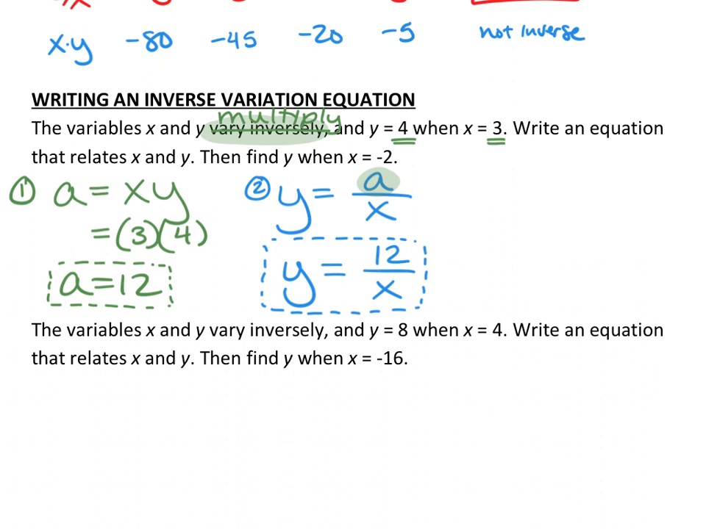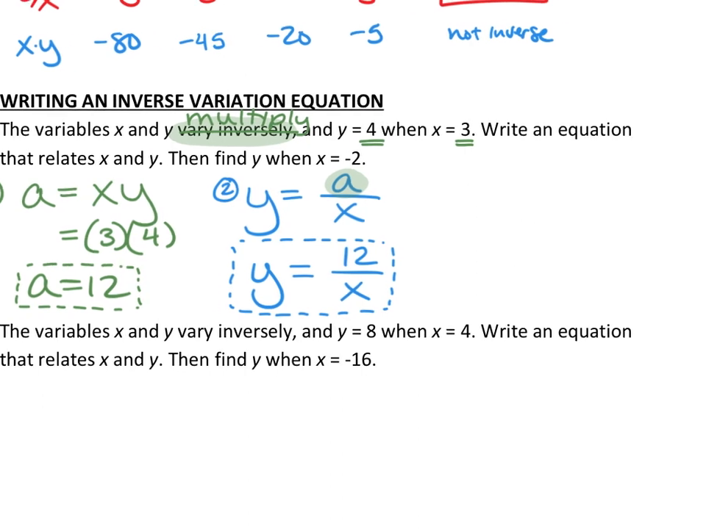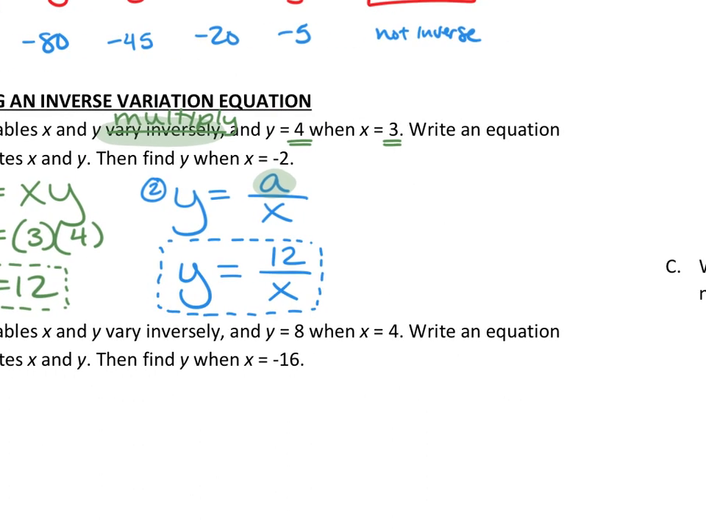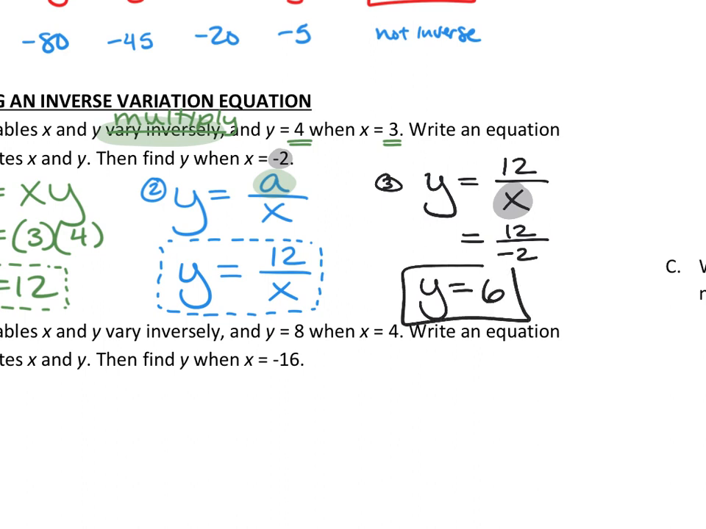But the third part of this goes on to say, find y when x is equal to -2. So we're going to take this value, -2, and we're going to plug it into our new equation. We're going to plug that number -2 in here, in the formula. Okay, so I'd have 12 over -2, and what is 12 divided by -2? -6. That's my answer.